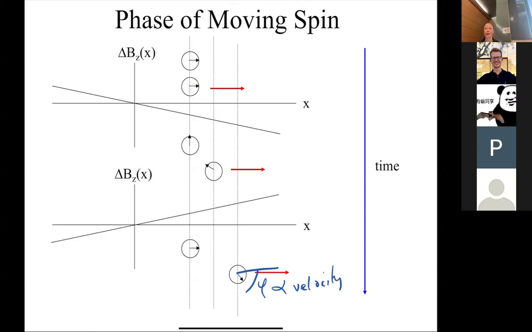All right, so that's the whole idea behind it. It turns out that the phase of the spins actually tells you what its velocity is if you use this pulse sequence.